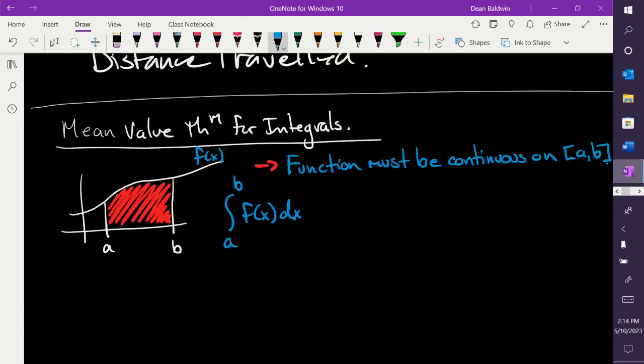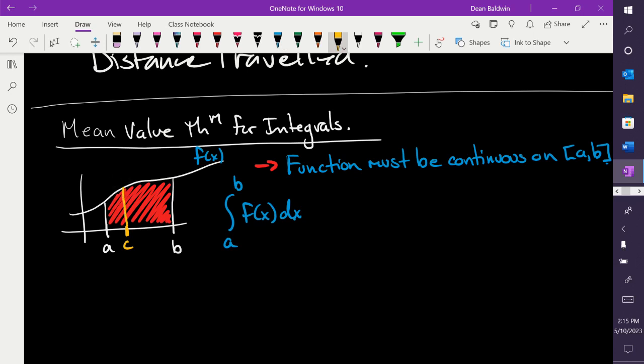Okay, so mean value theorem for integrals. We have the integral from a to b of f of x dx, which represents a shaded region. The function has to be continuous on [a, b]. Well, there's also, if I pick a point C, this is going to be tricky to do. Say this is point C.